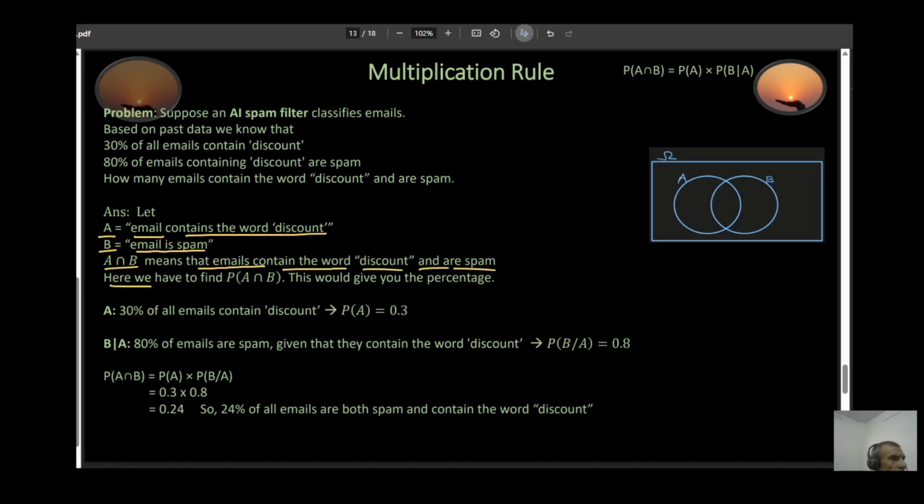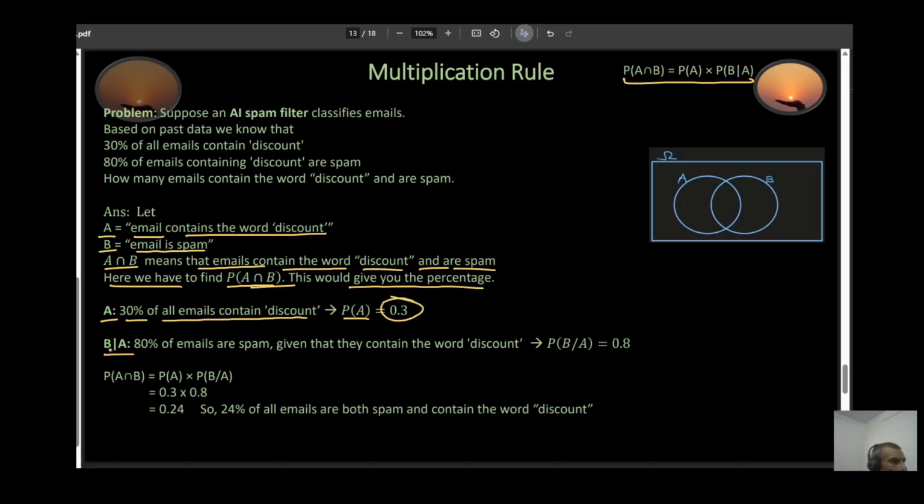So here we have to find the probability of A and B. This would give me the percentage. In order to find this, I'm going to use this expression right here. So let's focus on A. What does A tell me? It says that 30% of all emails contain the word discount in it. In other words, the probability of A is 0.3.